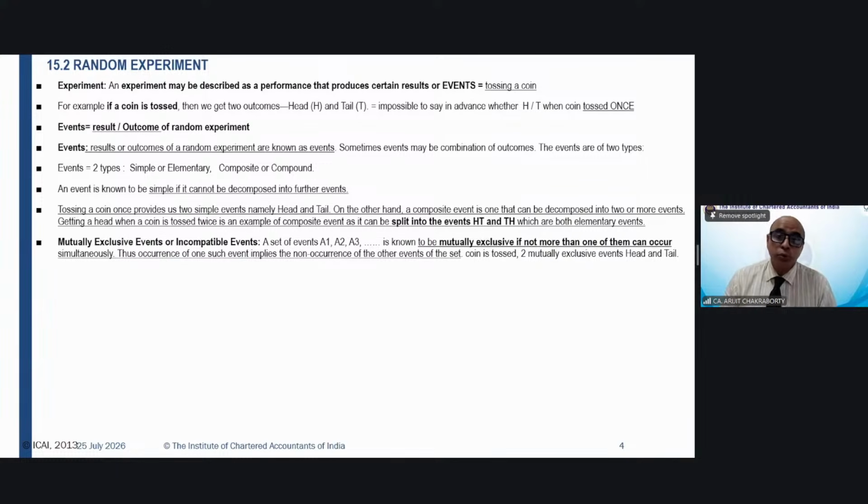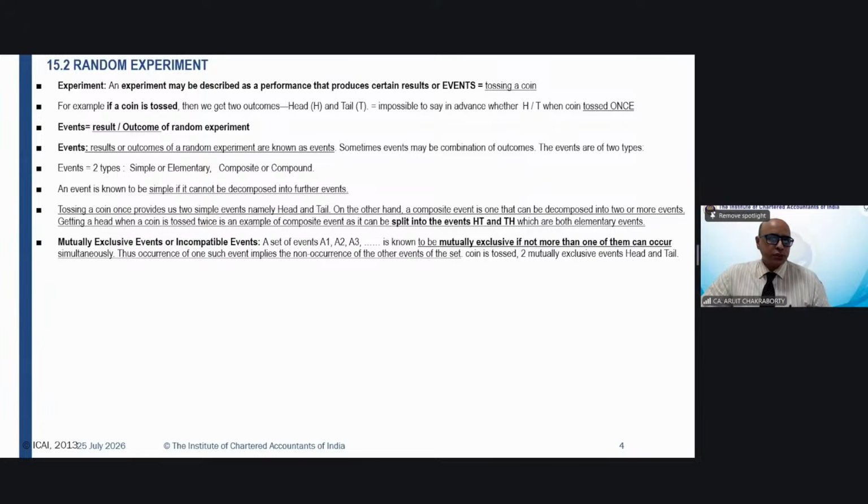Now we come to mutually exclusive. Sir was requesting all the students, and he was mentioning mutually exclusive, equally likely. So these are the basic building blocks of probability, and we should be clear about these concepts. Mutually exclusive, 2 events or a set of events, it could be 1, 2, 3, multiple events, multiple outcomes, will be termed as mutually exclusive if not more than one of them can occur simultaneously. That means if one of the events happens, the other event cannot happen.